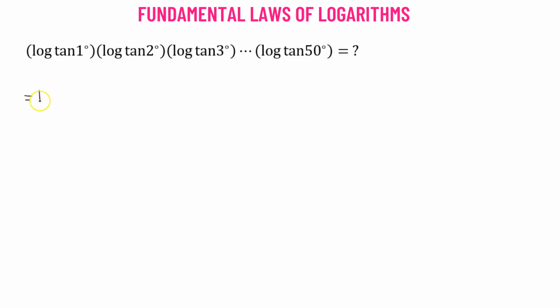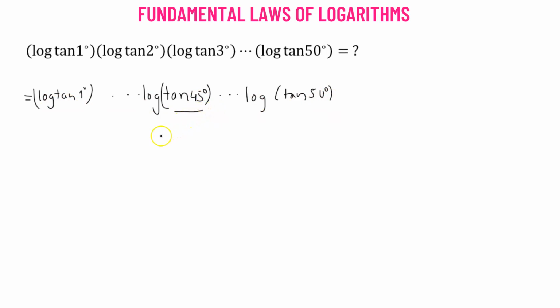Now if we consider this expression, somewhere we will have log of tan 45 degree. Now this is extremely important here, and we have log of tan 50 degree. We don't have to worry about finding out the value of the other tangents. Here tan 45 degree is very special because we know the tangent of 45 degree equals 1. Now that means this value is essentially log of 1.